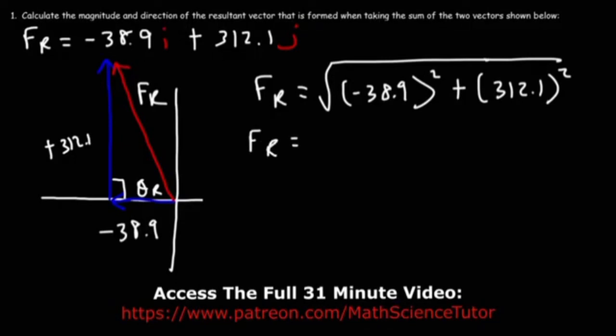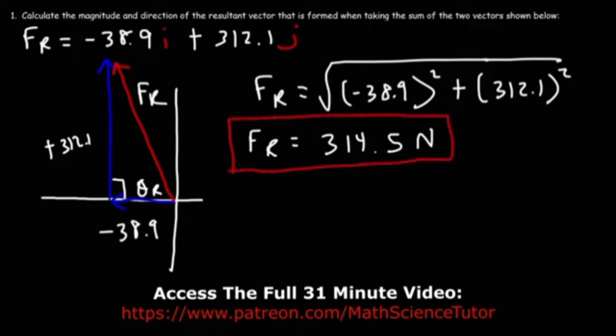So for the resultant vector, I got 314.5 newtons. So that's the magnitude of the resultant vector. That's the first part of the problem. The next thing is we need to calculate the angle.